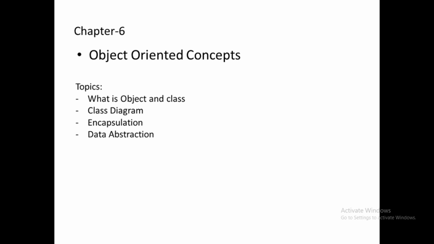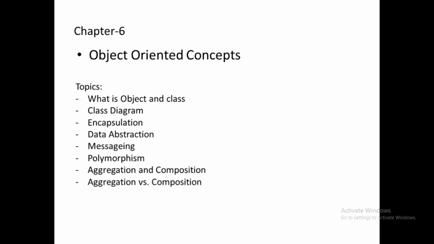In this chapter, we have to cover various topics. For example, what is object, what is class diagram, encapsulation, data abstraction, messaging, polymorphism, aggregation and composition. Difference between aggregation and composition, means aggregation versus composition, inheritance, and then at last we have to see composition versus inheritance. So these are the topics that we have to cover in this chapter.